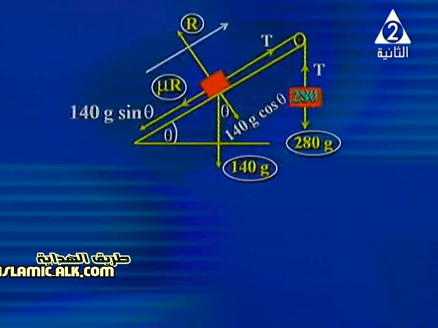Dear student, rough plane. What do you mean by rough plane? Excellent student. We have friction force. The body has friction force μR. And look at the opposite figure, dear student. The first body is 280. Its equation is 280a equals 280g minus T. The second body is 140.